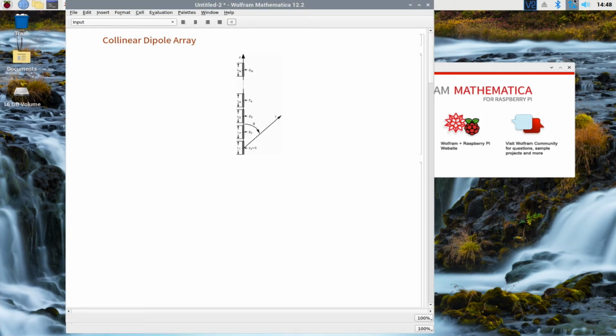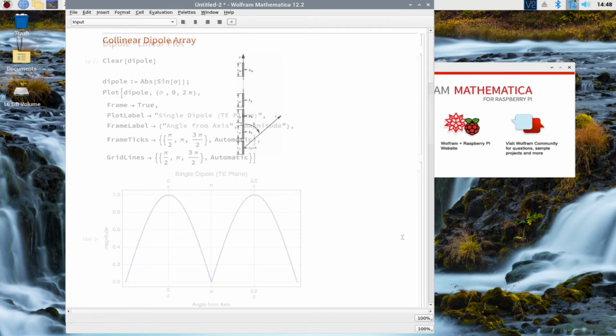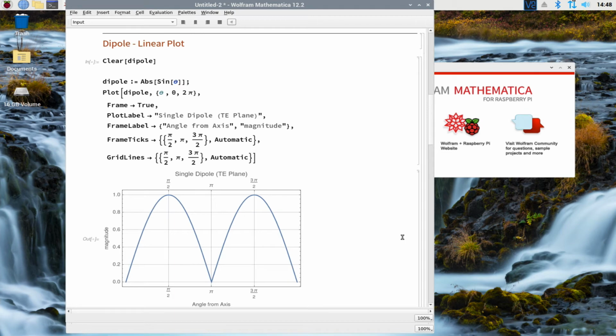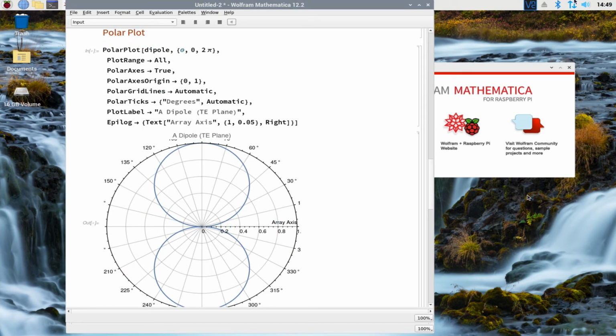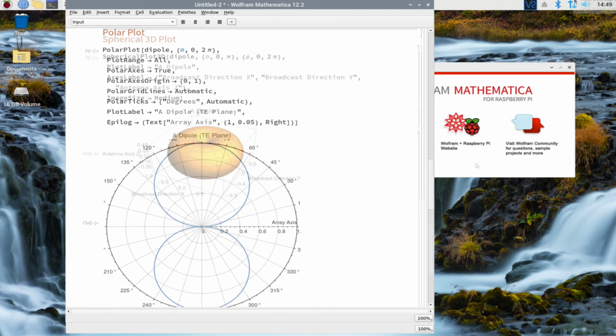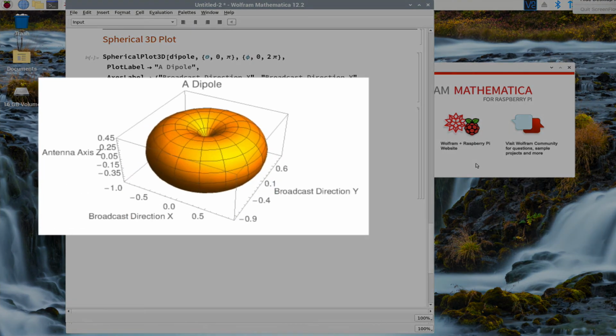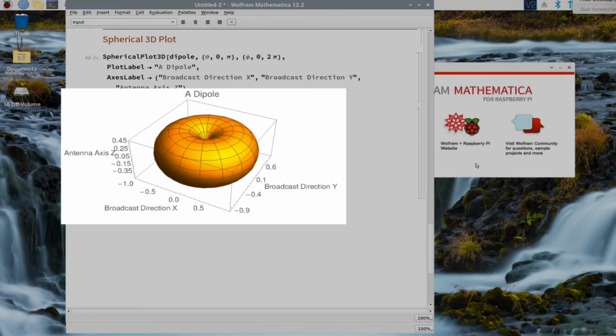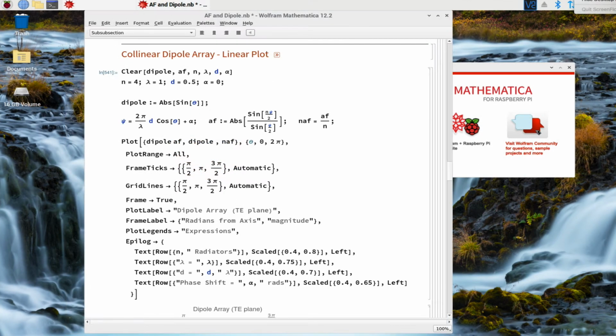The most common radiator is the half-wave dipole. We often see them stacked end-to-end vertically in a collinear dipole array. The individual radiation pattern of each dipole looks very much like a donut. We can now use the array factor to modify the radiation pattern of the half-wave dipole.